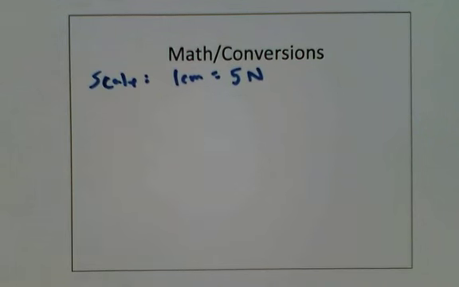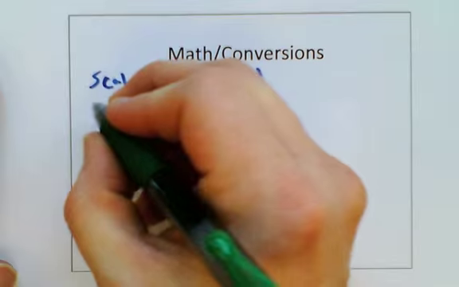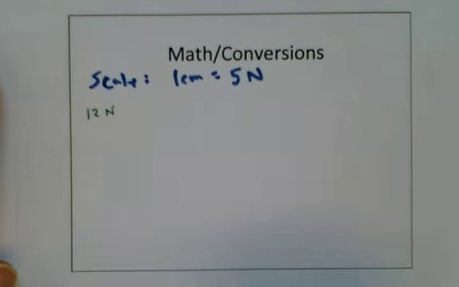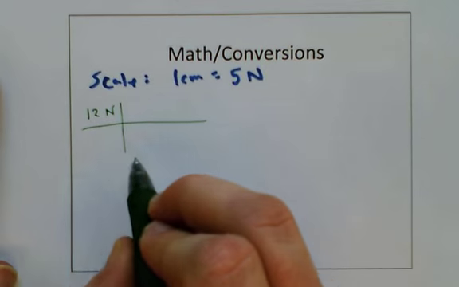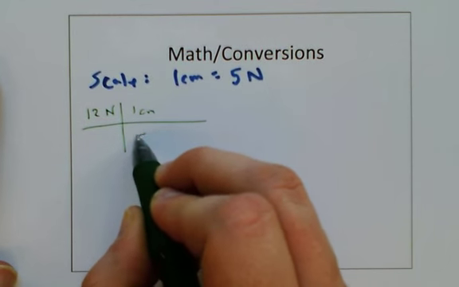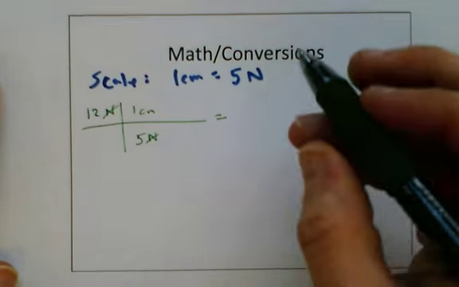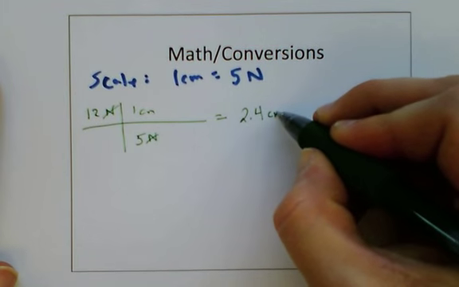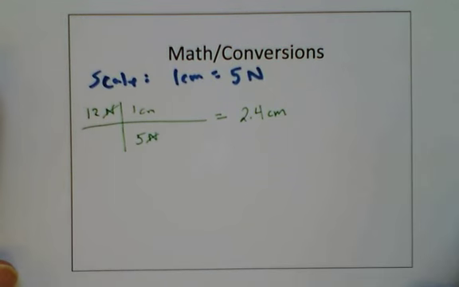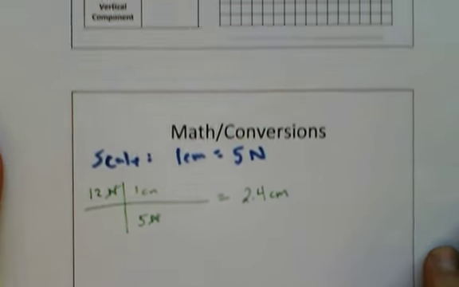So I can calculate how long I need to draw my force. Since my force is 12 newtons, I'm going to convert it over to centimeters using 1 centimeter equals 5 newtons. Again, I'm putting 5 newtons on the bottom so that it cancels out, and I'm left with centimeters. And I find that my force needs to be 2.4 centimeters long. That's not very big, but we'll go ahead and try it.